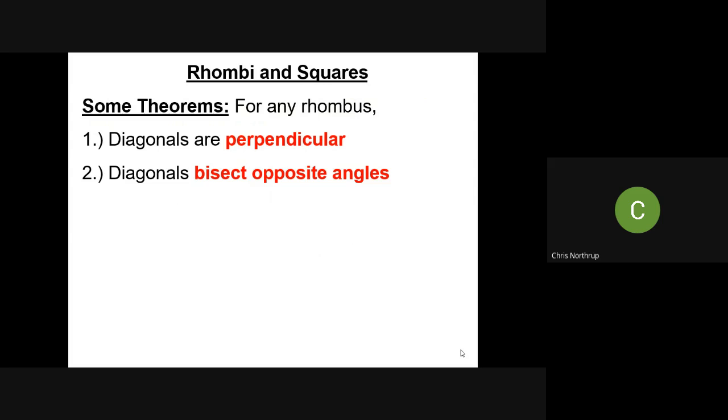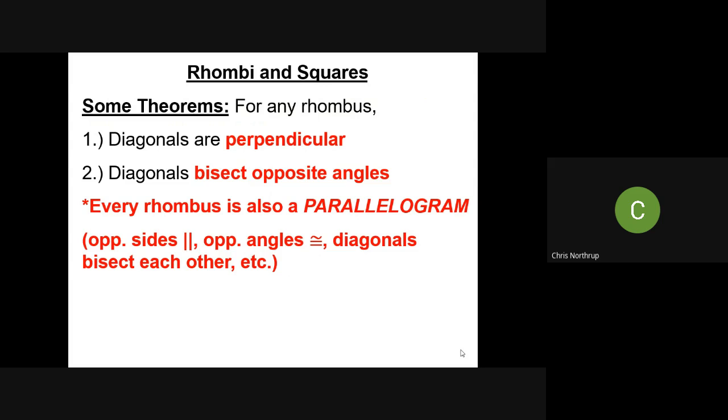So there's your definition of a rhombus and two theorems. Also keep in mind, every rhombus is also a parallelogram. So all of those other things for parallelograms are also true for a rhombus. Also notice that the plural of rhombus, you could say rhombuses or rhombi. Both of those are acceptable.